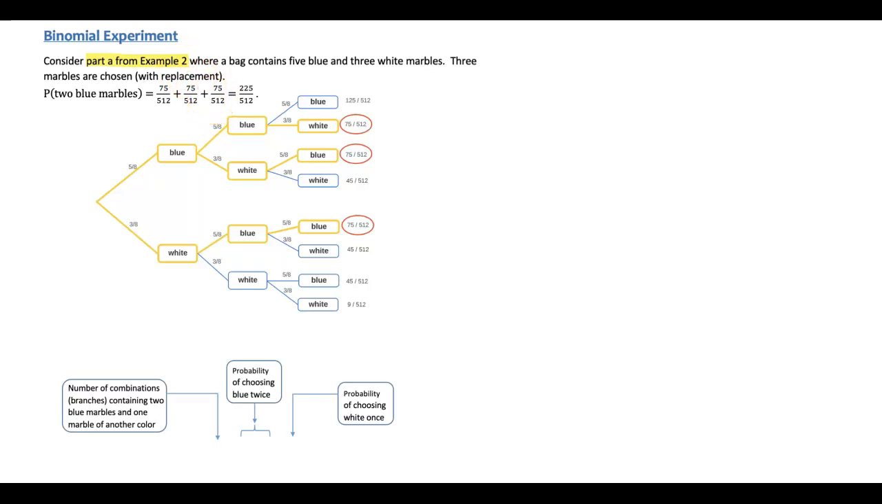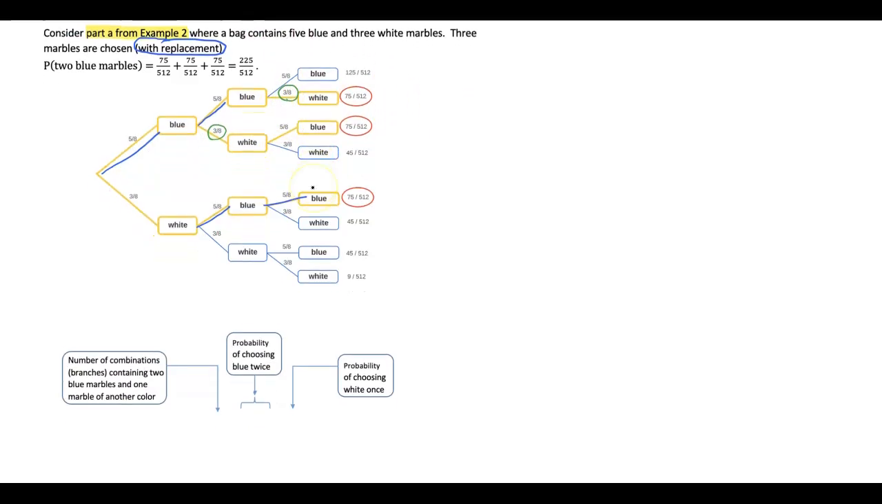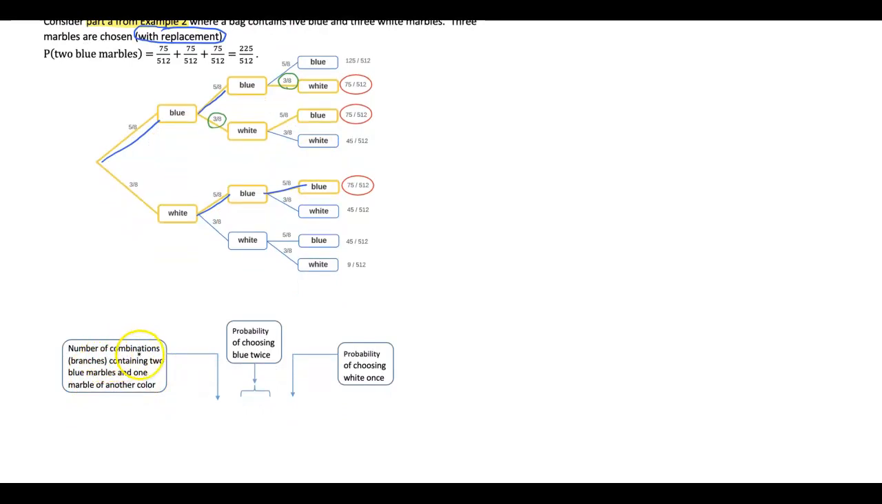What I'd like to notice about all of these branches is that because we were working with replacement, the marble was looked at and placed back into the bag. Every time you look at a blue branch, the probability is 5/8. And every time you look at a white branch, the probability is 3/8. So another way to calculate this would be to consider the number of combinations, or the number of branches, that have 2 blue marbles and 1 white marble.